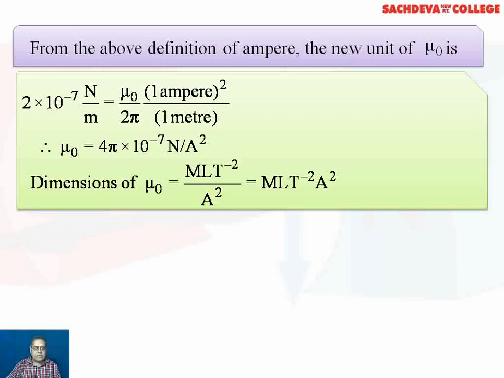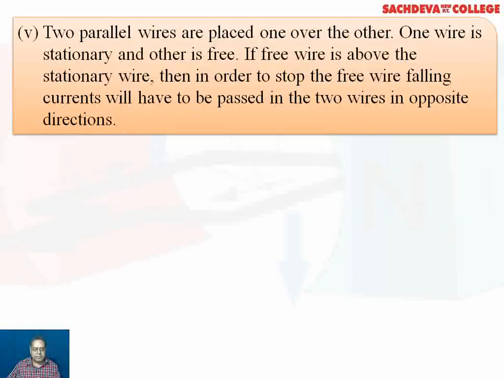And if we want to establish the dimension of mu naught, we can take one function, that is mu equal to mu naught multiplied by mu r. Mu r is the relative permeability, mu naught is the absolute permeability, and mu is the permeability of the medium.